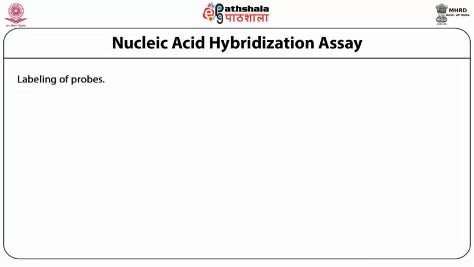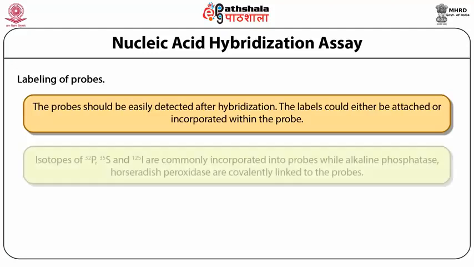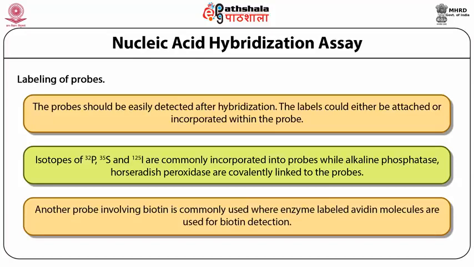Labeling of the probes. These probes should be easily detected after hybridization. The label should either be attached or incorporated within the probe. The isotopes of phosphorus, sulfur, and iodine are commonly incorporated into the probes, while enzymes like alkaline phosphatase and horseradish peroxidase are covalently linked to the probes. Another probe involving biotin is commonly used where enzyme-labeled avidin molecules are used for biotin detection.